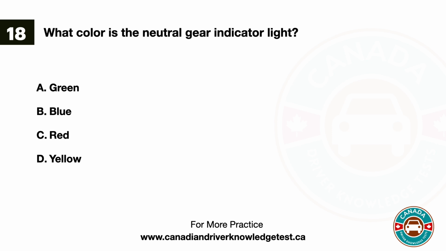Question 18. What color is the neutral gear indicator light? A. Green. B. Blue. C. Red. D. Yellow. The answer is A. Green.